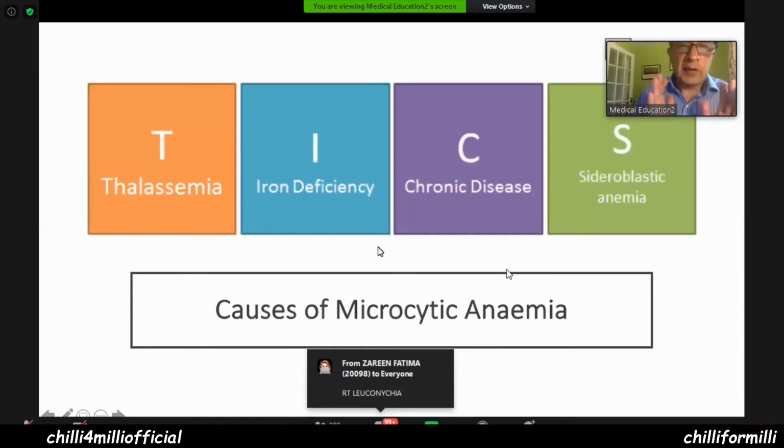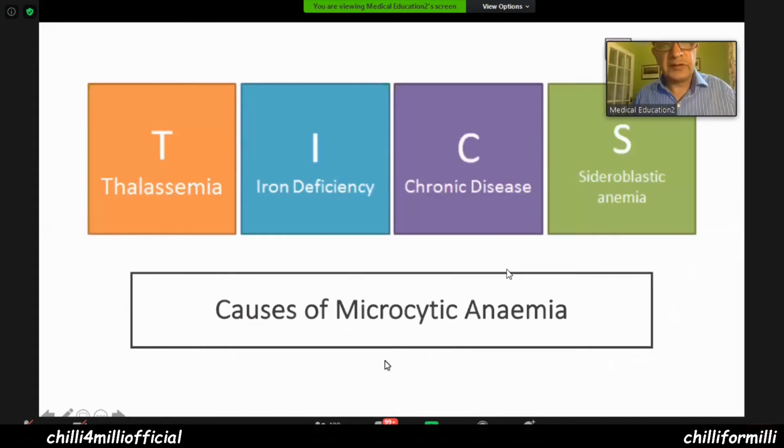Right. So remember, mnemonics help. Remember ROMANCE, I told you, and remember TICS. Iron deficiency anemia, common causes. When you're asked about microcytic anemia causes: thalassemia, iron deficiency, chronic disease, and sideroblastic anemia. That is your microcytic anemia. You know what is microcytic anemia? When your red cell is smaller than the normal size. Okay, are we happy so far?